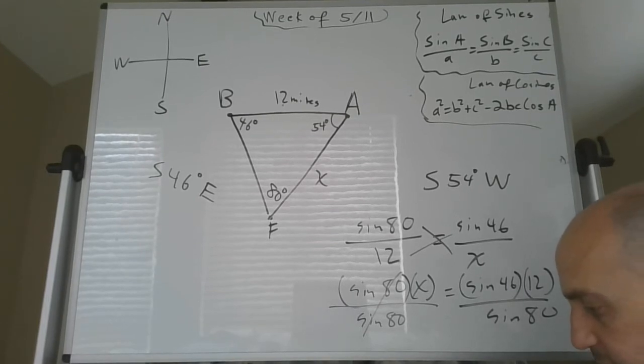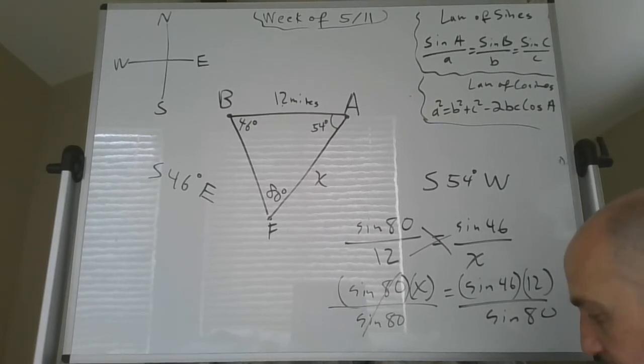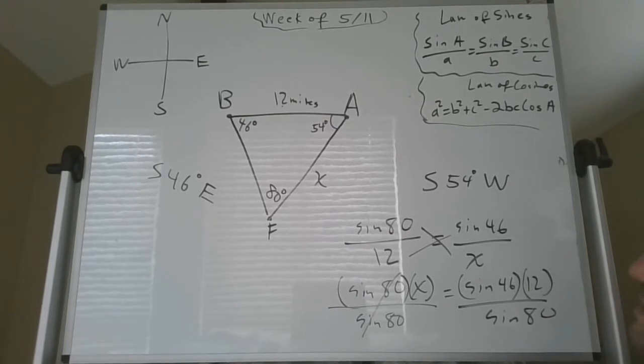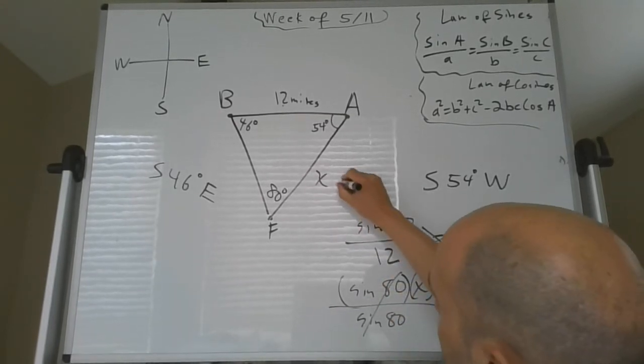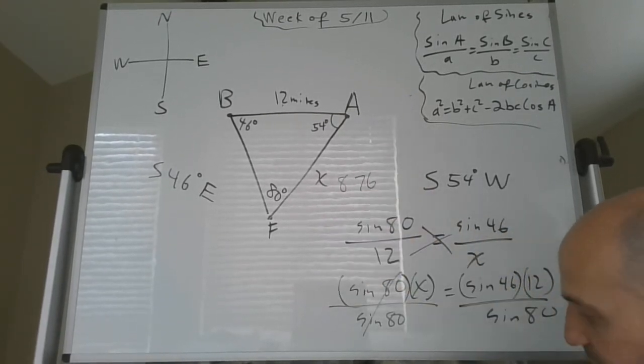Okay, let me do that. Sine of 46, close parentheses, times 12. Okay, and we need to put this in parentheses. Times 12. All divided by sine of 80. That gets us 8.76. That looks to be the right answer. So that means the distance from A to F is 8.76.